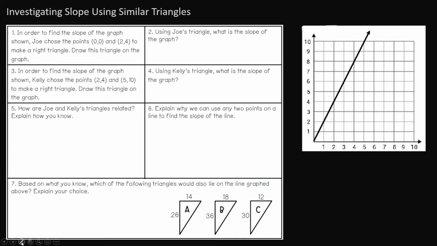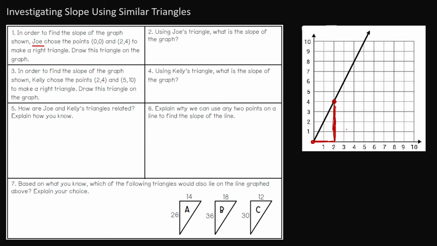So we have two people and they're trying to prove that they can use any 2 points to find the slope of the same line. So Joe is going to choose the points (0, 0) and (2, 4) to make a right triangle. So I'm going to plot those points on the graph. Here's (0, 0), and here's (2, 4). Now I'm going to draw a right triangle between those points. So here's my height, kind of an odd looking triangle there. Here's my height and here's my base.